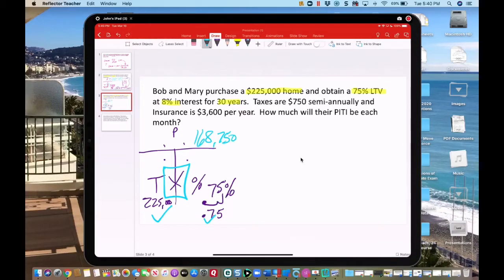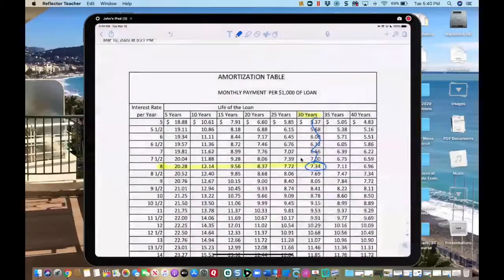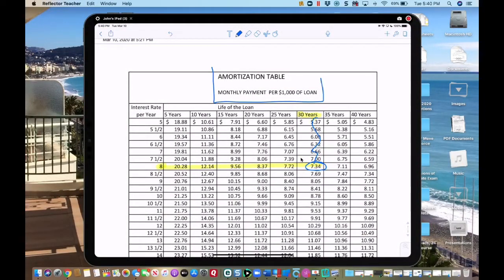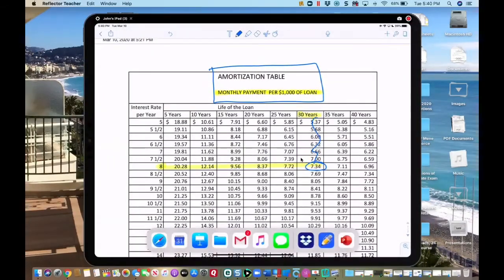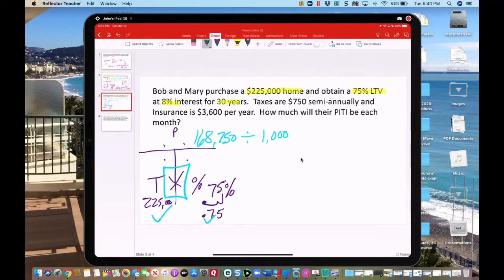168,750. Now, I'm going to divide this by 1,000. Why am I dividing it by 1,000? Because the amortization table tells me right here the monthly payment is per 1,000 of loan. Okay, so don't forget that. So we come back over here to our problem, and if I divide this by 1,000, I get 168.75.